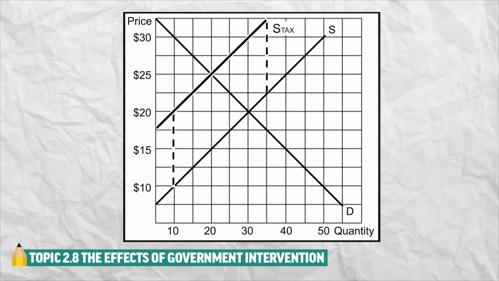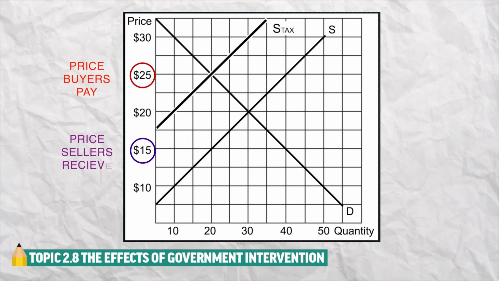That vertical distance is the amount of the tax per unit. The result is that consumers pay a higher price, but that's not the price that sellers receive. Remember, the sellers have to pay that tax, so this is the price that sellers receive, because that vertical distance is the amount of the tax per unit. Now you multiply that tax times the quantity, that gives you the total tax revenue that goes to the government.